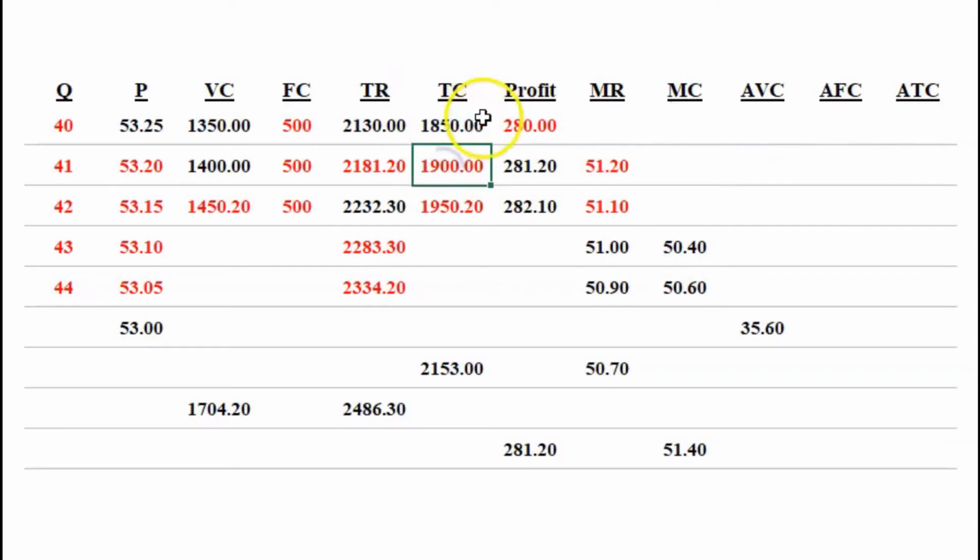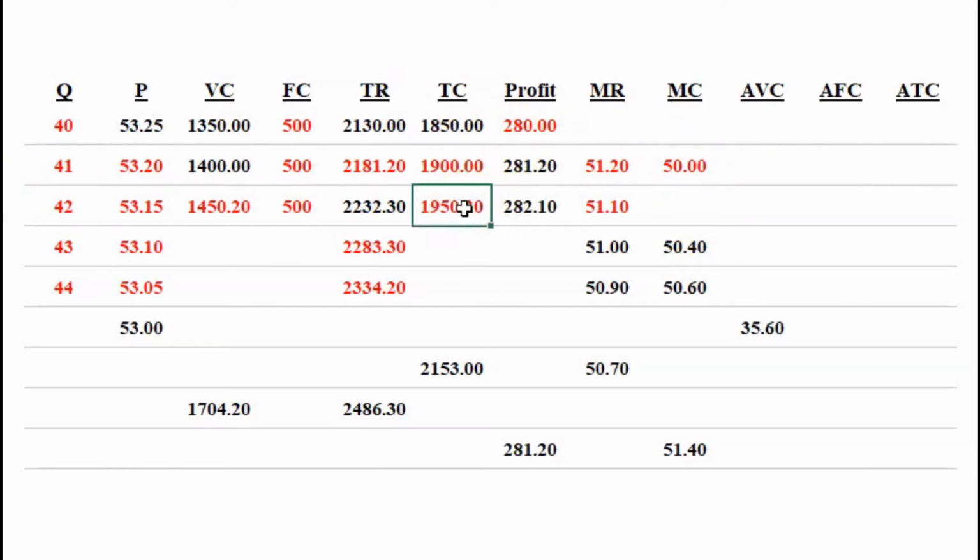So what we need here is to find out how much total cost went up by from here to here. Well, that's easy. We just take the total cost from 41 units and subtract away the total cost from 40 units. So 1900 minus 1850, that's an easy one. That's $50. So the marginal cost of the 41st unit is $50. What that means is that to go from 40 units up to 41 units, total cost has to increase by $50, which it did.